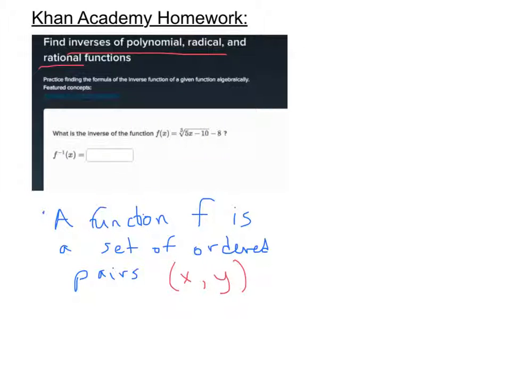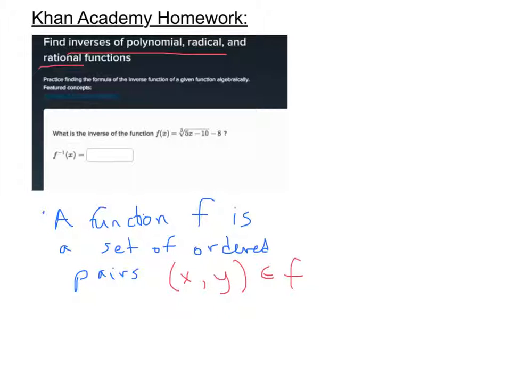one new notation we might use is to say a function is the set of ordered pairs, x comma y, and these ordered pairs belong to the function. So if f is the function, x comma y belong to f. Any ordered pair that follows the function rule belongs to the function.